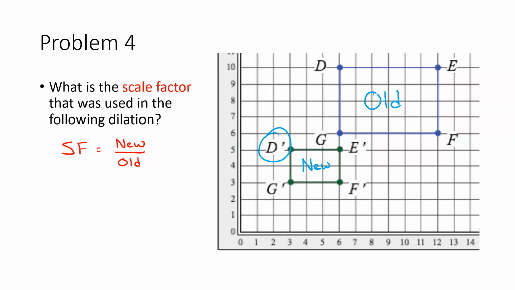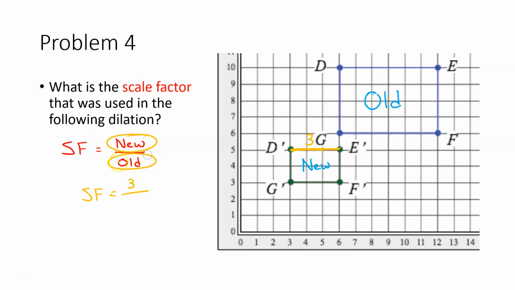So we should be getting a scale factor, because look, going from the old one to the new one, that's shrinking. We should get a scale factor that is between 0 and 1. So let's go through and actually find our scale factor here. Scale factor is equal to, pick a side on the new one. I'm going to pick this top side from D prime to E prime. That measured 3. So I'm going to put a 3.